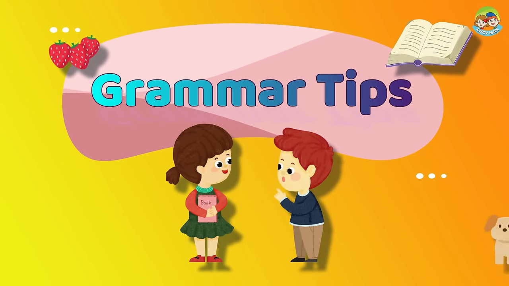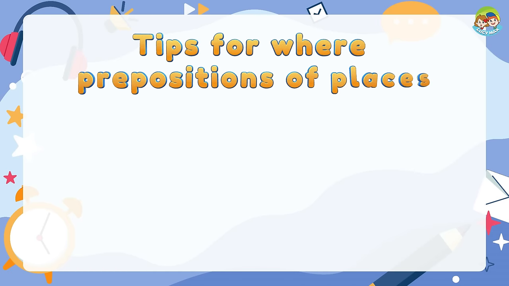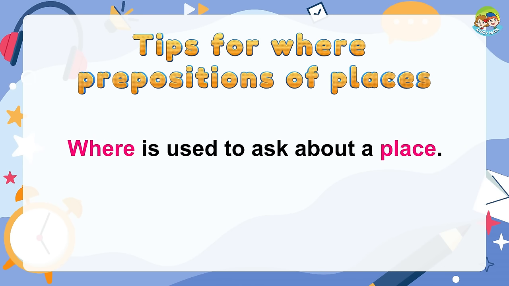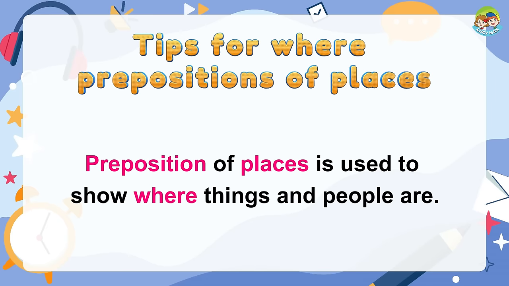Grammar tips. We're doing tips for where, prepositions of place. We use where when asking about a place. Where comes before be verbs. The preposition of a place is used to show where things and people are.